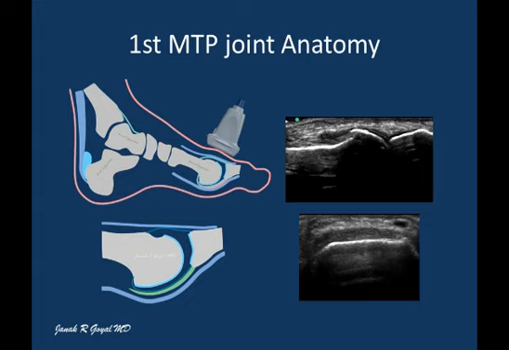Let's review the attachments of MTP joint capsule before proceeding for the injection. The fibrous capsule is attached to the articular margins. And the synovial recess extends beyond the metatarsal head. The thick, dense plantar ligament is firmly attached to the base of phalanx and attached loosely to the metatarsal.